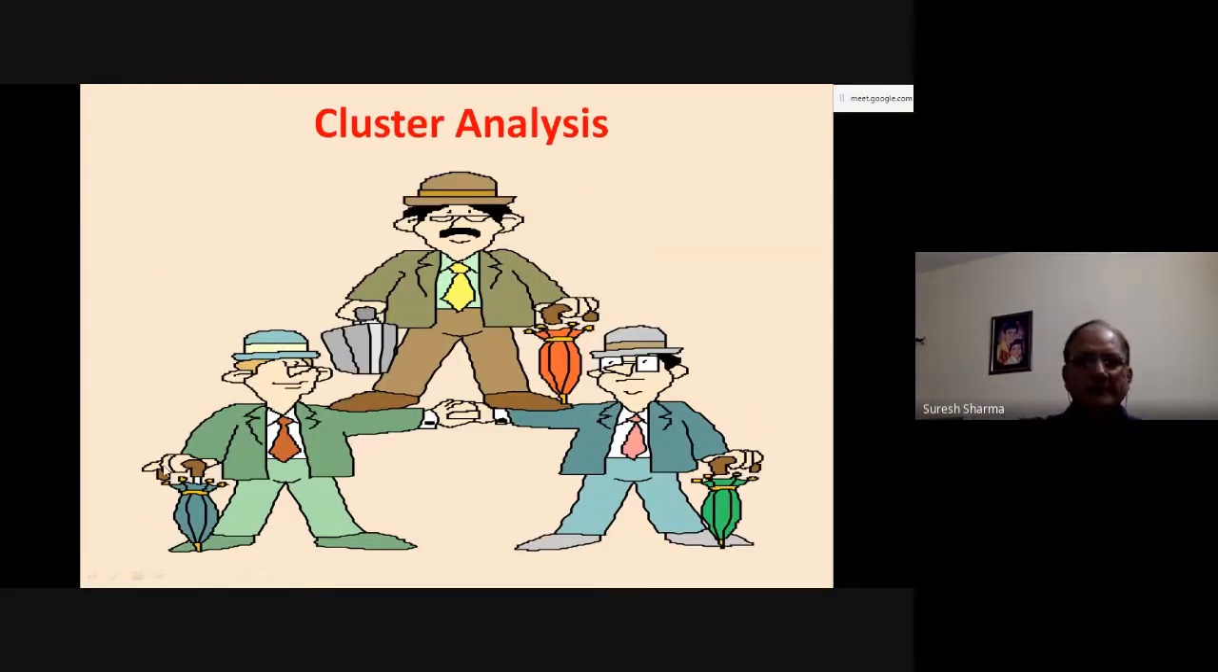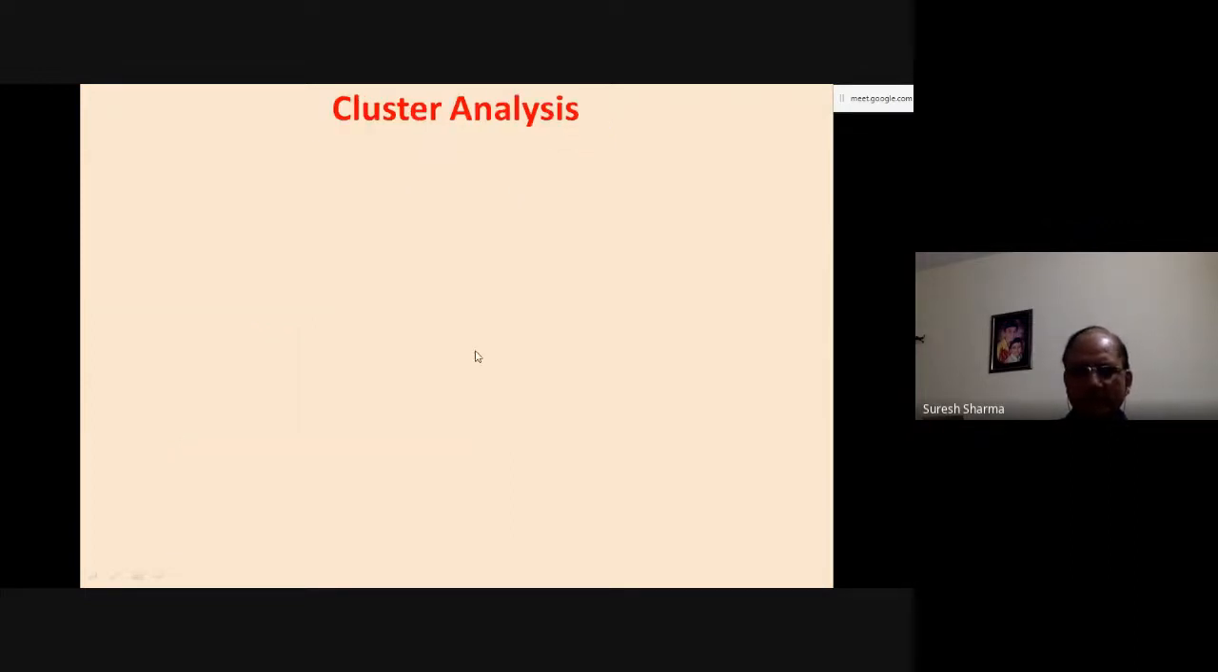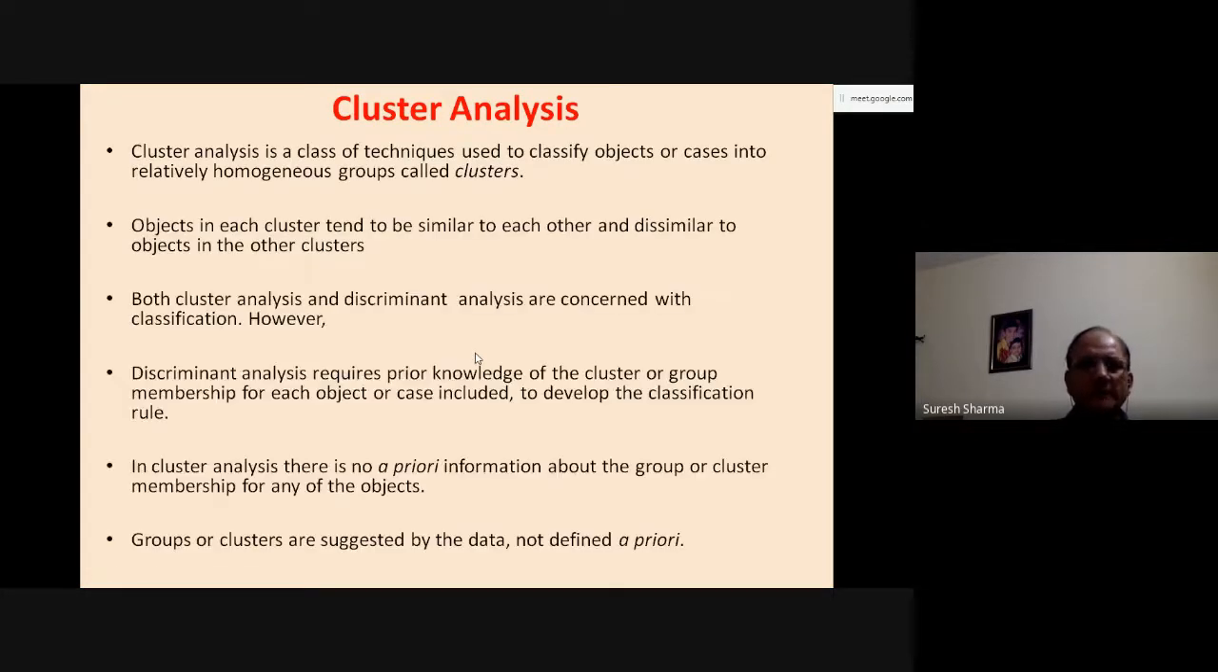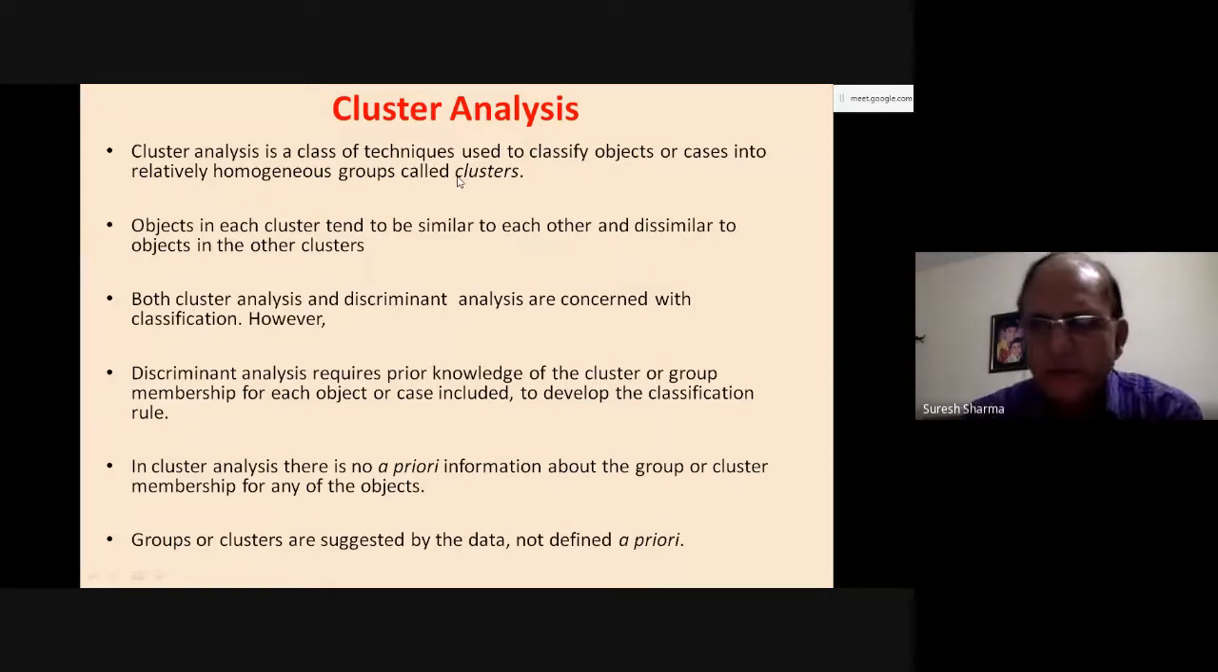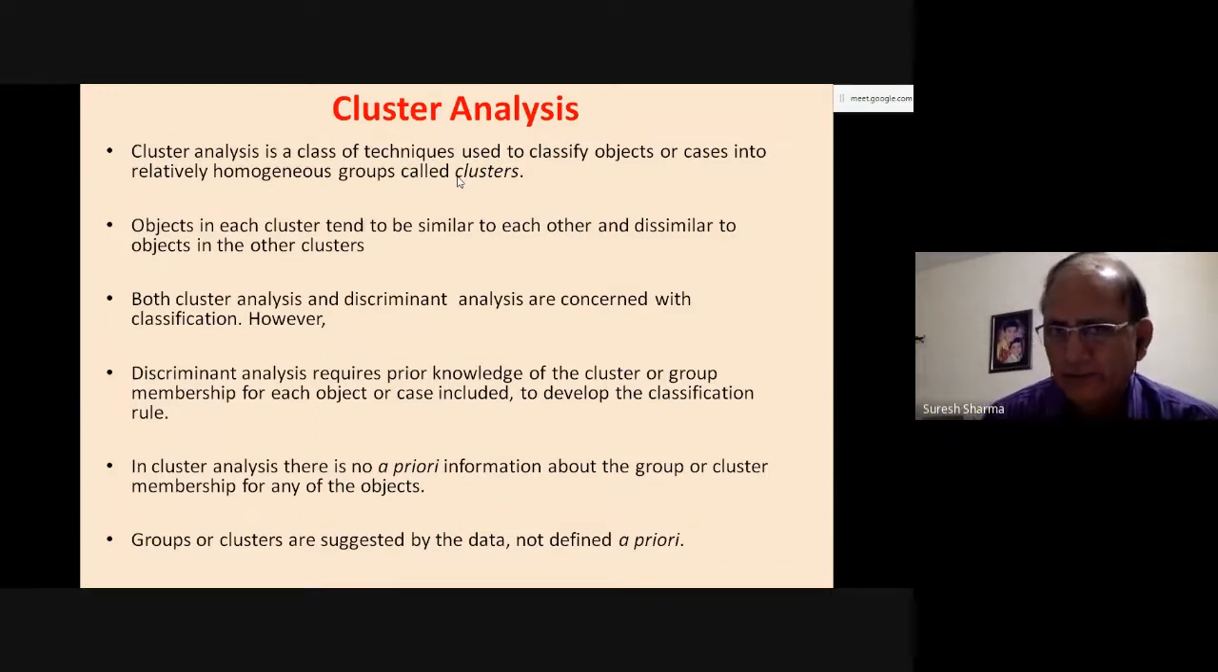Let's say there are two friends, they like each other, and the third friend also likes their habits. So they have been clubbed together. All of them form one cluster. This is just a picture to show. What is cluster analysis? Cluster analysis is a class of techniques used to classify objects or cases into relatively homogeneous groups, and these homogeneous groups are called clusters. If they have similarity, they will form a cluster. Objects in each cluster will tend to be similar, but they will differ from other clusters.